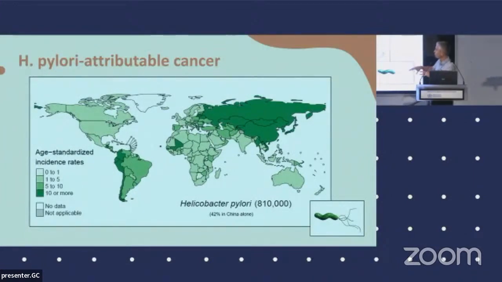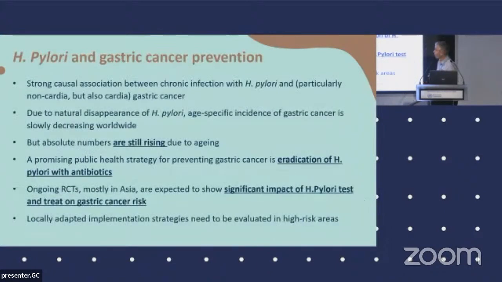separately. So Helicobacter pylori, attributable cancer, particularly driven by stomach cancer. And we already mentioned that a large part of the burden is in Eastern Asia and Asia alone. So we have a very strong causal association, known for a long time, between chronic infection with Helicobacter bacteria and non-cardia gastric cancer. And more recently, we've also known that there's an association with cardia gastric cancer, particularly in those Asian populations where there's a high burden. Due to the natural disappearance of Helicobacter pylori all around the world, age-specific incidence of gastric cancer is slowly decreasing. However, it's not going to go away for a while, and absolute numbers of cancers due to Helicobacter pylori and gastric cancer is actually still rising just due to the aging of the population.